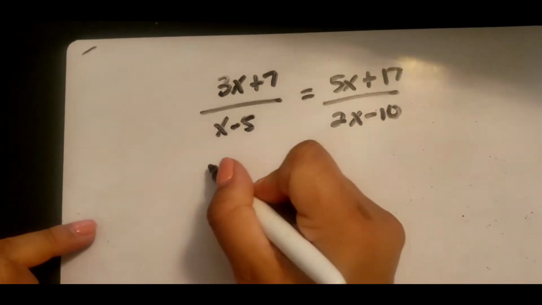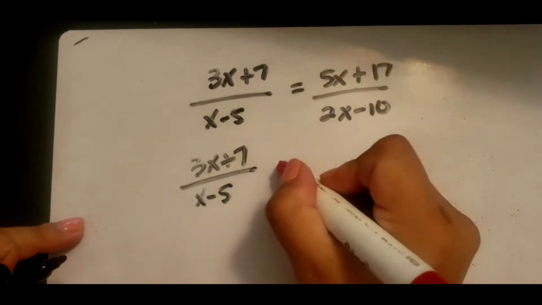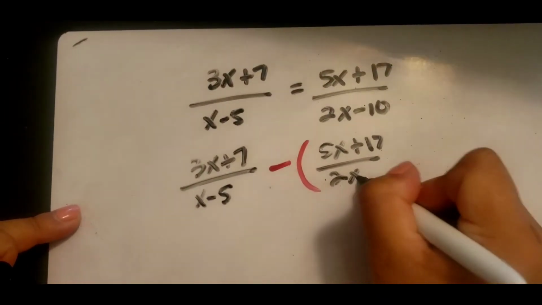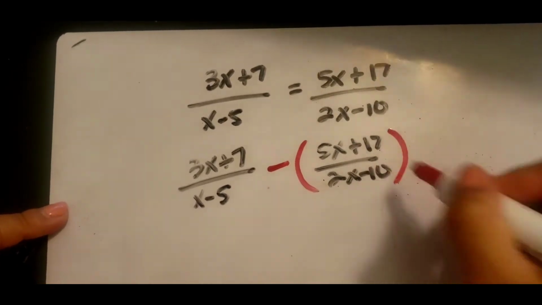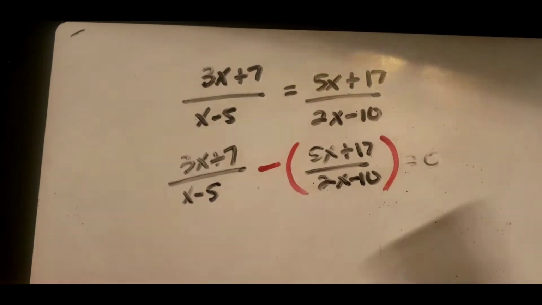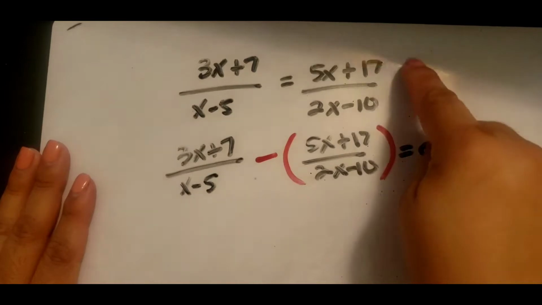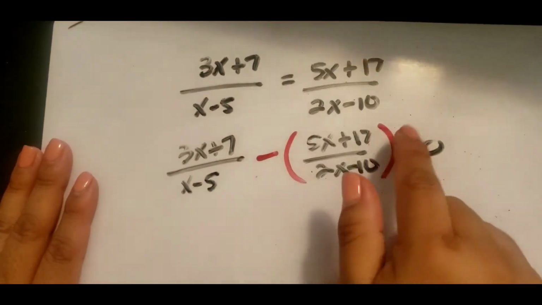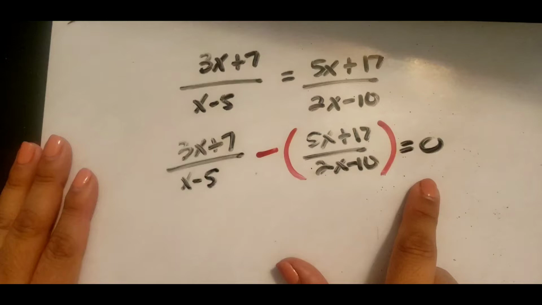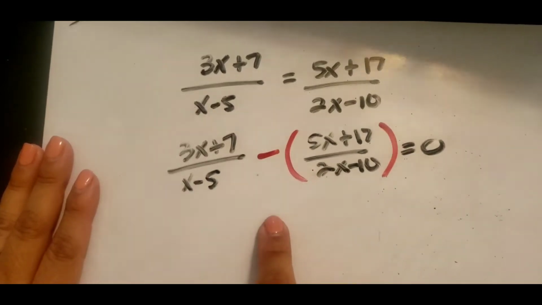So what I'm going to have now is 3x plus 7 over x minus 5, and I'm going to say minus, and then put in parentheses 5x plus 17 over 2x minus 10 equals 0. Sorry, that marker doesn't seem to be the best. There we go. So now I want to show you all I did. All I did was take the fraction on the right-hand side of the equal sign and subtract the entire fraction so I can move it to the left-hand side, so that now it's equal to 0. Now, it doesn't always have to be equal to 0. You'll see in some of the examples. But in this one, since we weren't adding or subtracting, I turned it into a subtraction.